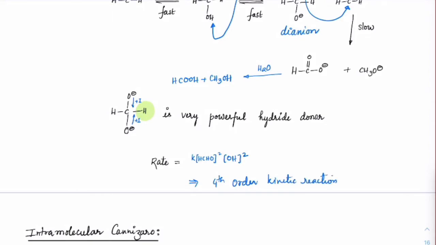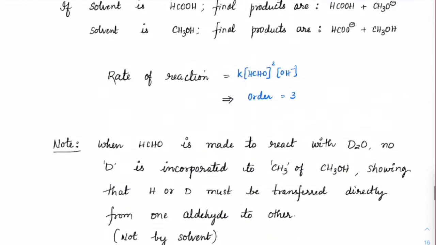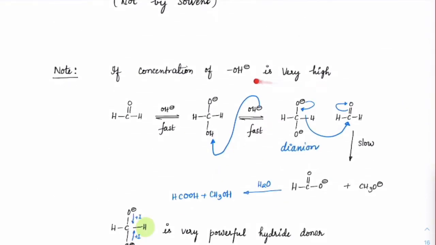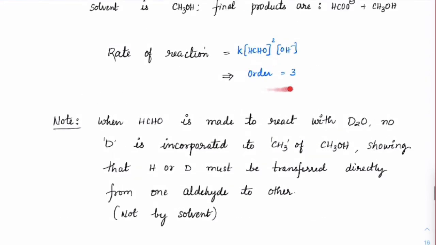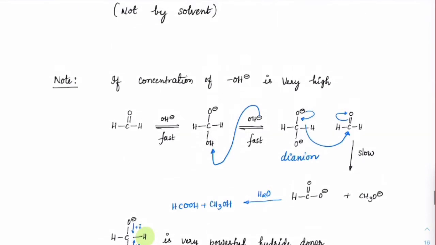Okay, so you just have to check: if it is a strong base it will be fourth order. If it is a concentrated base, and unless strong is mentioned, you will take the order as 3. Got it? I guess you understood what is happening in Cannizzaro, everyone.